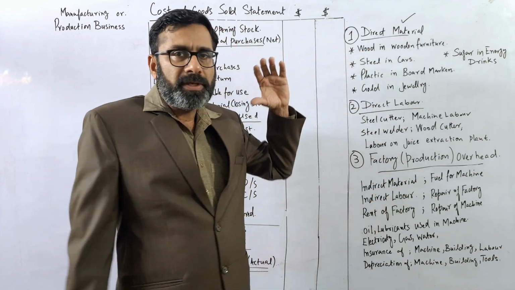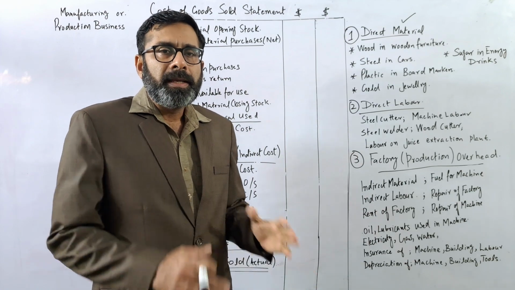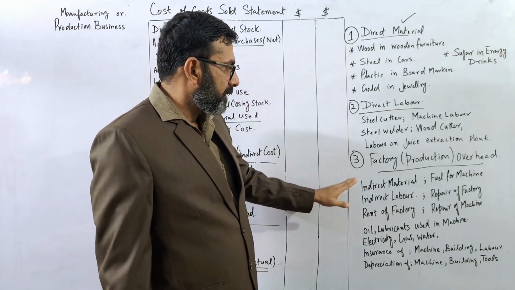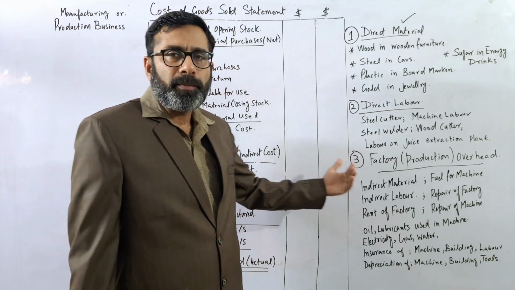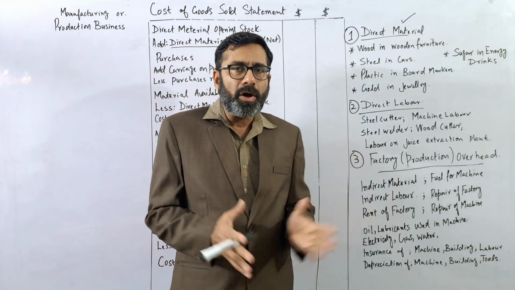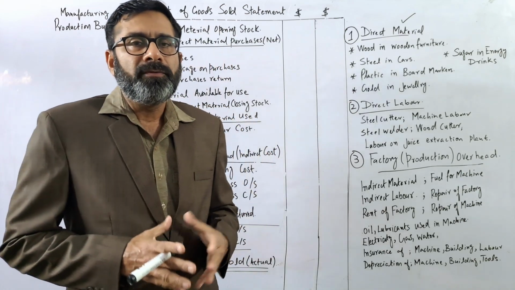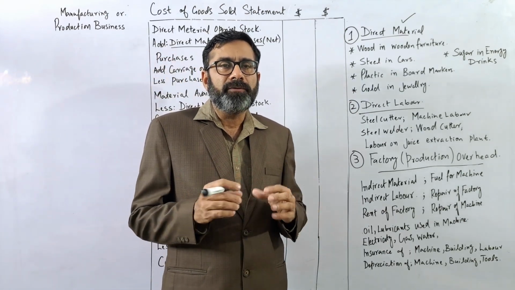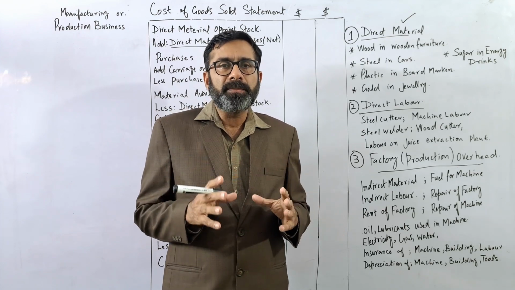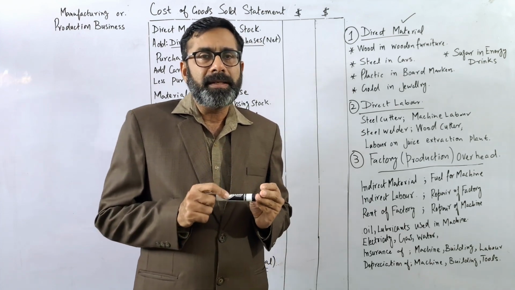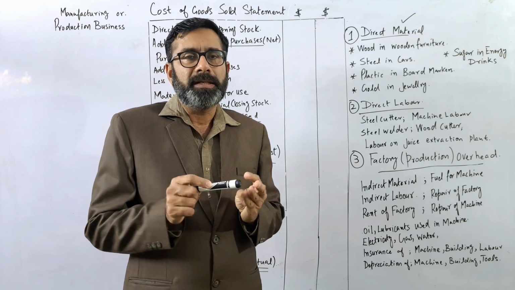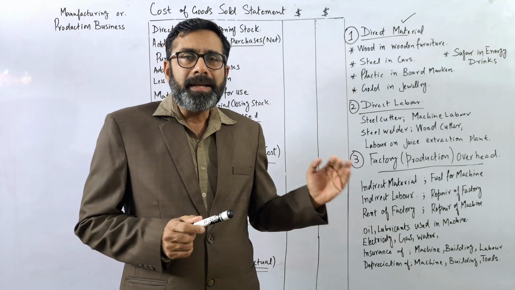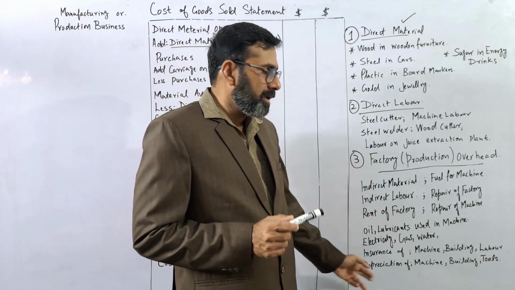So we have 3 main items that should be included in the production: direct material, direct labor, and factory overhead, or what we say the production overhead. If we add all these 3 things, we get the total manufacturing cost, or what we say the cost of production. So to produce something, the basic 3, material, labor, and factory overhead, are included, and all the indirect material, indirect labor, indirect costs are included in the factory overhead.